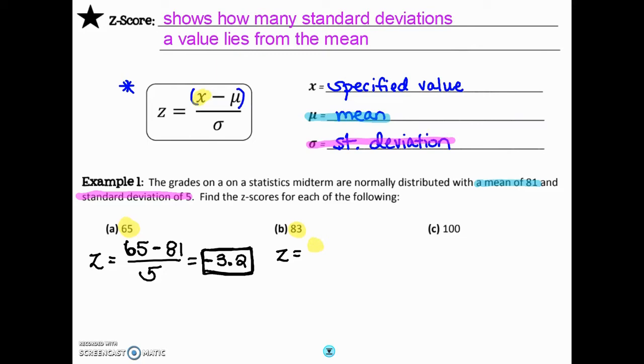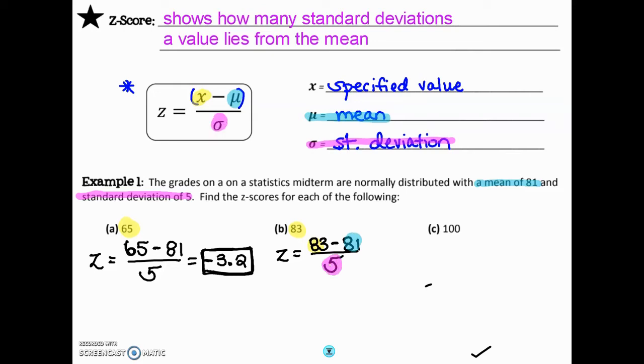And then my blue is going to be my mean. I'm going to subtract my mean from my value, and then I go ahead and divide by the standard deviation of 5. So let's color code it. This 81 came from being my mean, and then my 5 came from being my standard deviation.